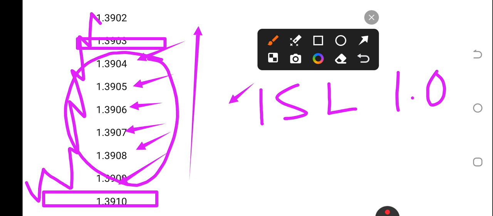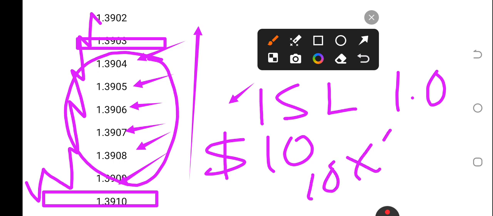And we all know that a standard lot moves $10 for every pip, right? And now you have moved 6 pips. That will be 10 times 6, which is equal to $60. If it is pounds you are using, that will be your denomination. If it is naira, that will be in naira. If it is euro, that will be in euro.